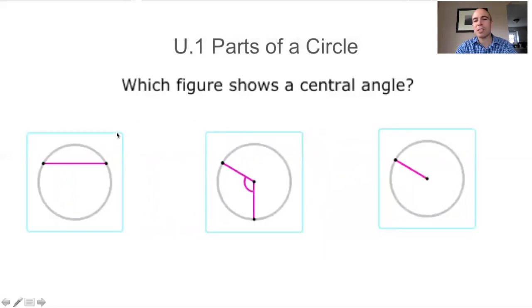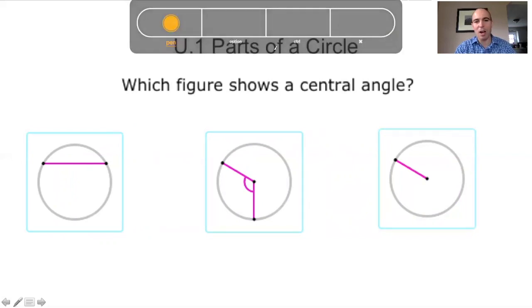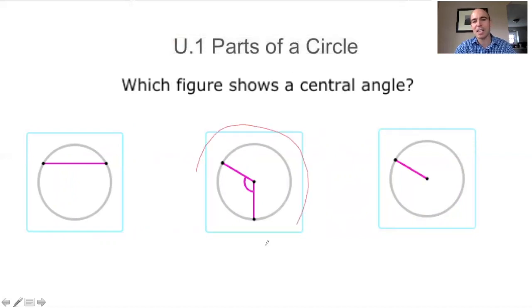Okay, now this one here is kind of a layup. Which one's a central angle? Because there's only one that's an angle. So obviously this is the central angle. What makes the central angle? It is a central angle because the vertex is the center of the circle, and both of the rays, I guess you'd call them, are radiuses, radii, I guess.